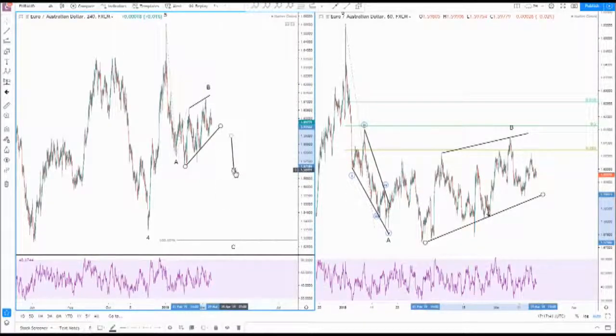Now, wave C we've projected should at least, if I move that, go in the vicinity of wave 4, which I suspect we will, which is way down at 153.50. Again, what we need, obviously, for this to happen is the Aussie to be stronger than the euro.